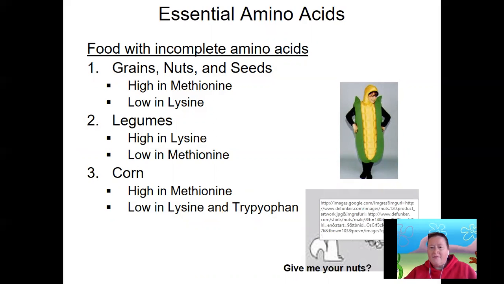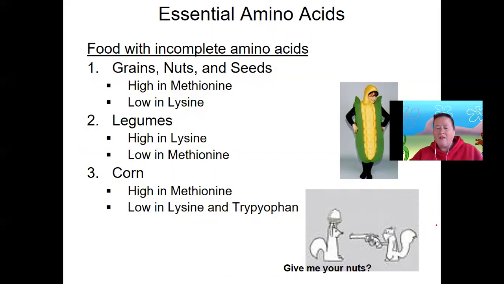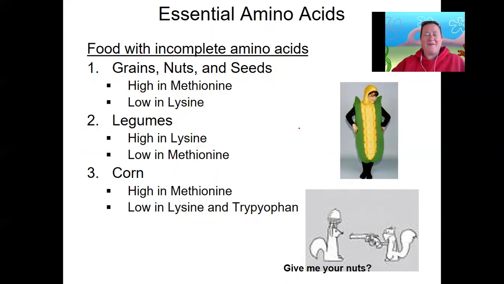Oh, there's a little joke. And a woman dressed up as corn. Isn't that fun? I got this slideshow from another instructor at some point in time.